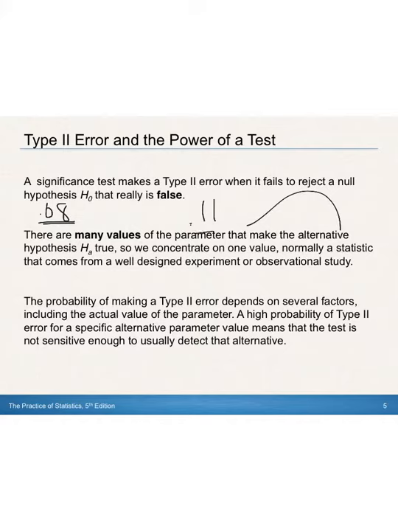And that number normally comes from a statistic that comes from a well-designed experiment, an observational study, or in the case of the potato chip problem we're about to look at, it comes from quality assurance in a manufacturing situation. The probability of making a type 2 error depends on several factors, including this actual value. 0.08 and 0.11 are not that far apart, but they're not super close to one another, and that's called the effect value, how far apart they are. That does affect the type 2 error, and it does affect the power.